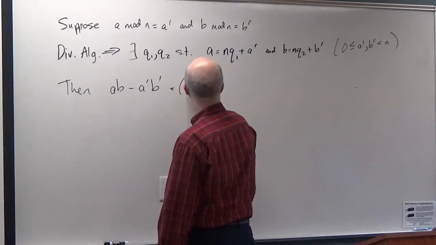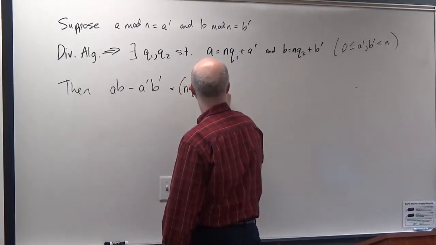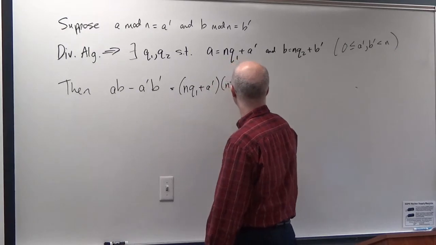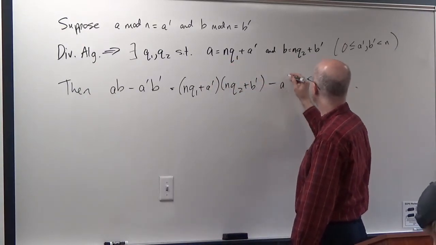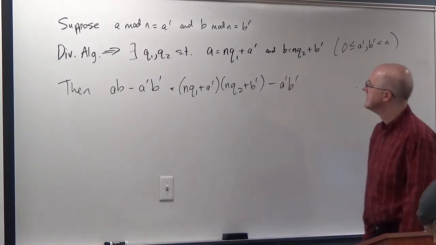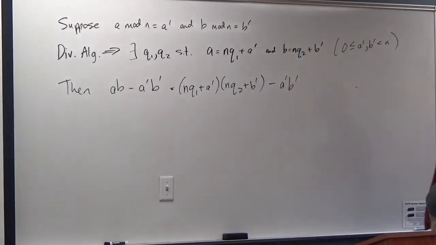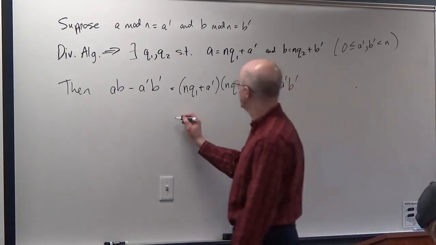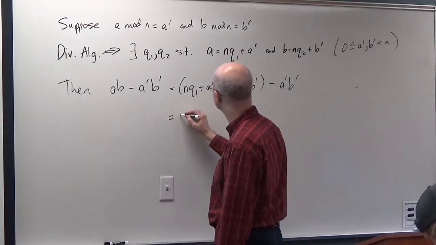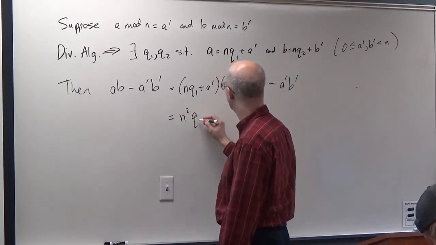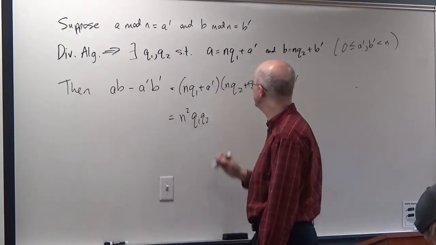Replace A with nq1 plus A prime. Replace B with nq2 plus B prime. Don't forget to subtract A prime times B prime. Do your algebra, see if it simplifies in such a way that you can see divisible by n. And it will be, because the A prime times B prime that you get after foiling this will cancel. You will get an n squared q1 q2.